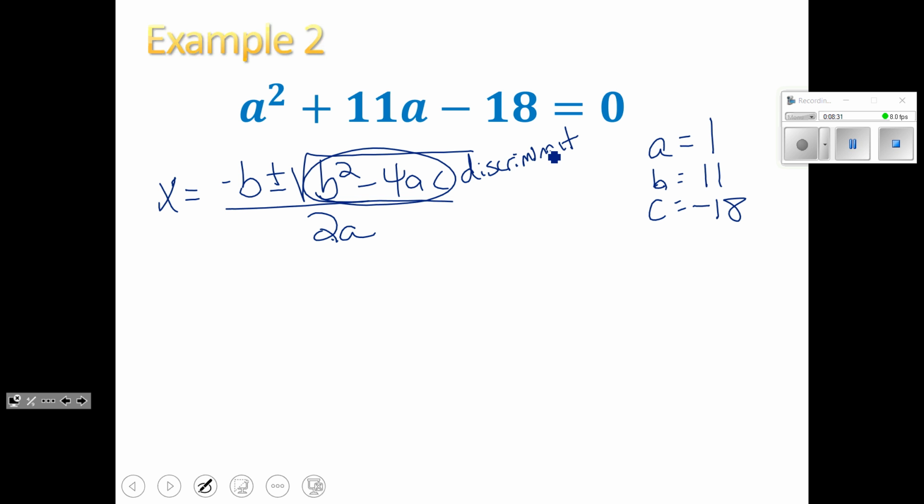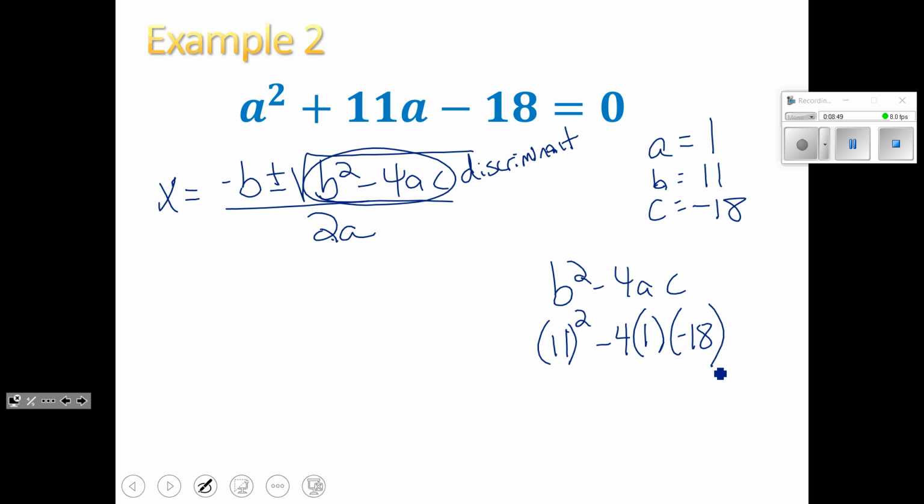And so we're going to do the b squared minus 4ac. And I'm going to plug in 11. Make sure you plug in with parentheses. That's very important. Minus 4 times 1 times negative 18.